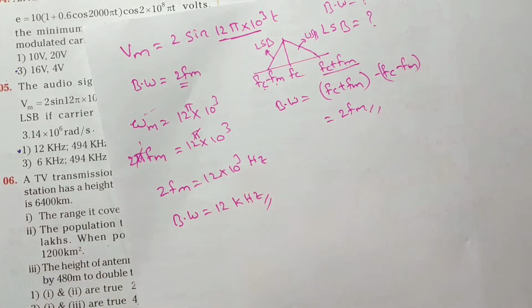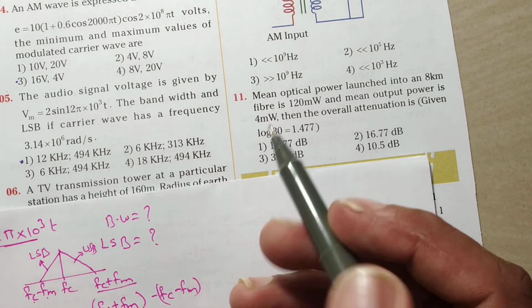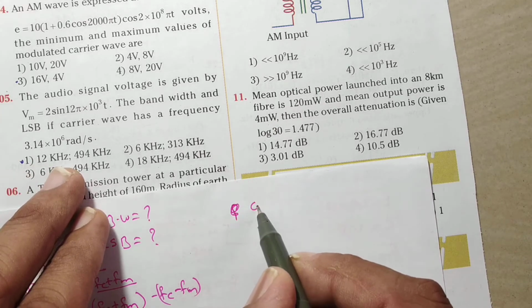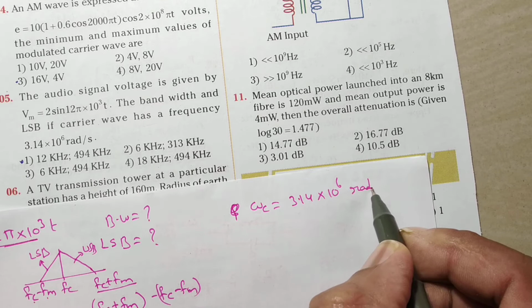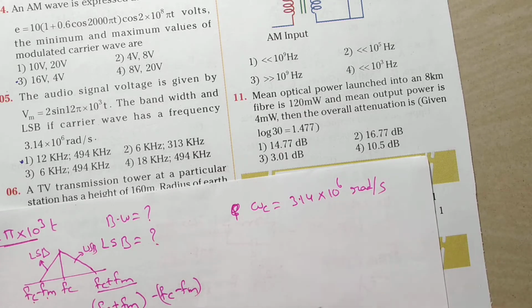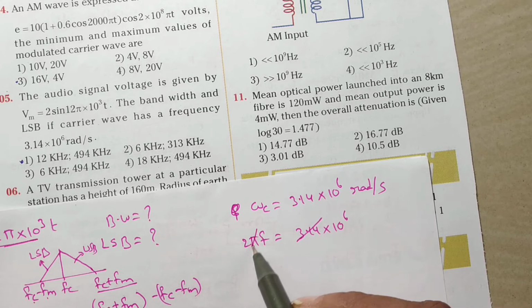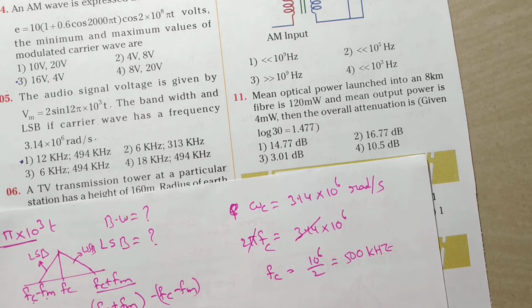Now another thing we have to find. They have given a carrier frequency. Omega C they have given is 3.14 into 10 to the power of 6 radians per second. Now omega means 2 pi f. 2 pi f is equal to 3.14 into 10 to the power of 6. Pi gets cancelled. Now fc is equal to 10 to the power of 6 by 2, 1000 by 2 means 500 kilohertz. We are getting 500 kilohertz.